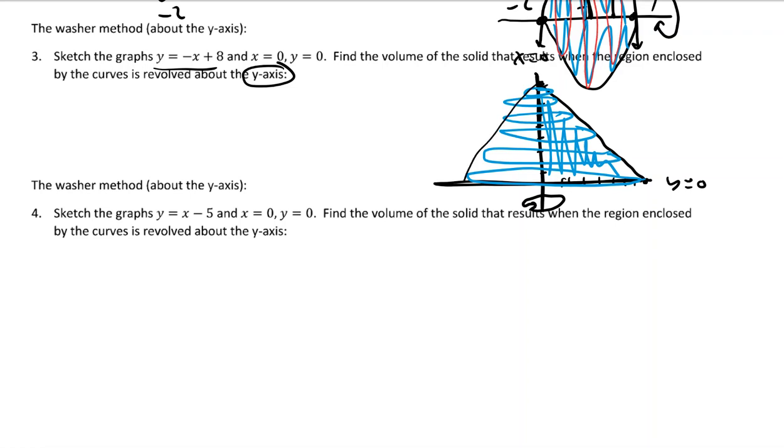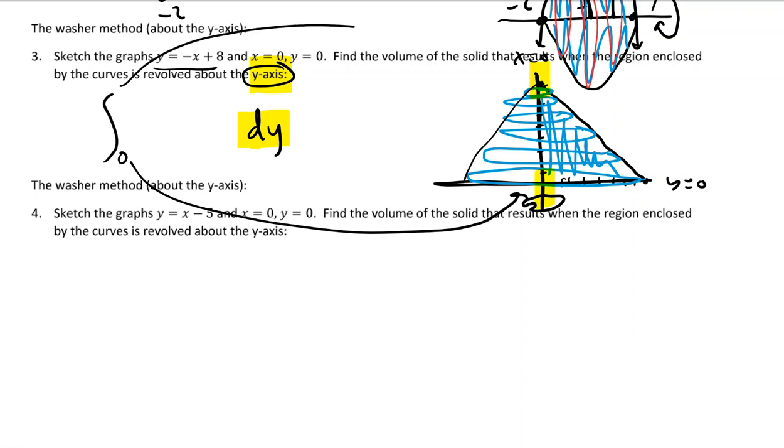So we're still adding up a bunch of circles, but because this is about the y-axis, we want to write it in terms of y, so dy. And because it's in terms of y here, we need to be looking at the y values, the smallest y value I'm interested in, and the biggest y value I'm interested in, not the x.